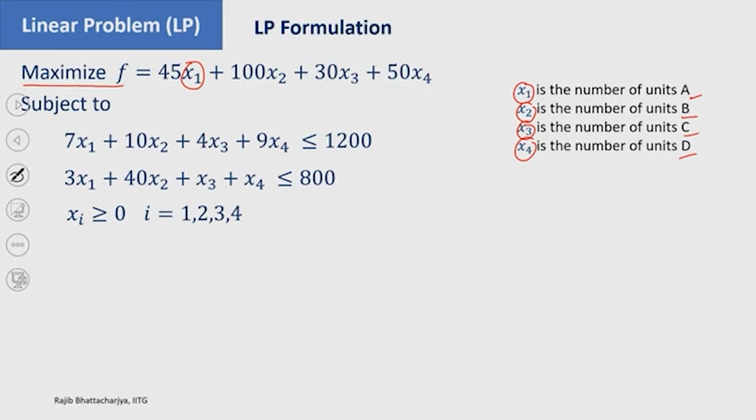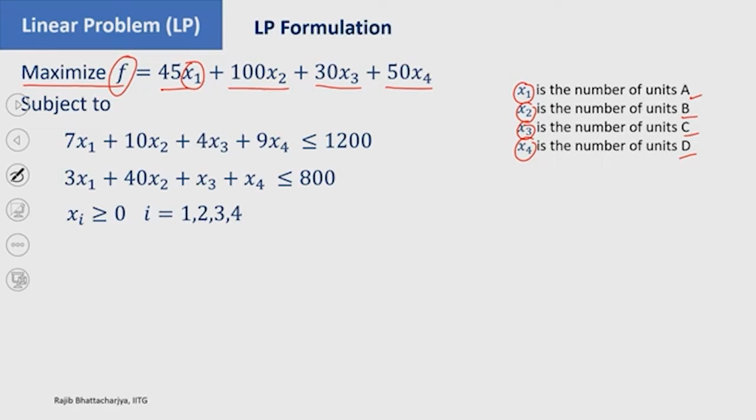So, therefore, total benefit you are earning from the product A is 45 x1, then product B is 100 x2, then product C is 30 x3 and product D is 50 x4. Okay. So, this is the benefit we are earning. So, therefore, the objective function is to maximize this benefit. Now, what are the constraints?